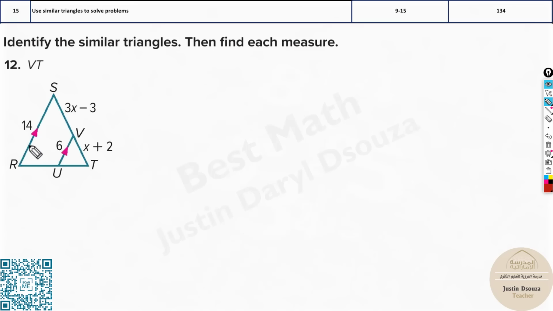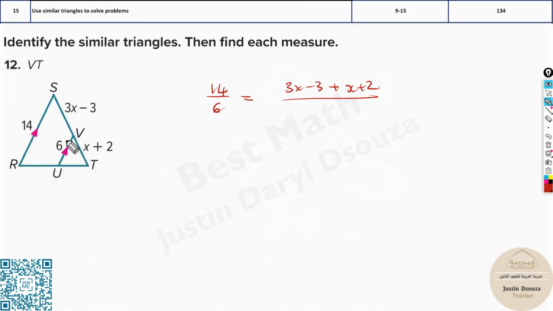Here I'll take the big triangle first, 14 divided by small triangle 6. Now here, if I've taken this entire thing, I have to take this entire thing, not just the small one, okay, or this one. I take the entire values. So here is equal to 3x minus 3 plus x plus 2. This is the statement because I have to take the entire length, right?